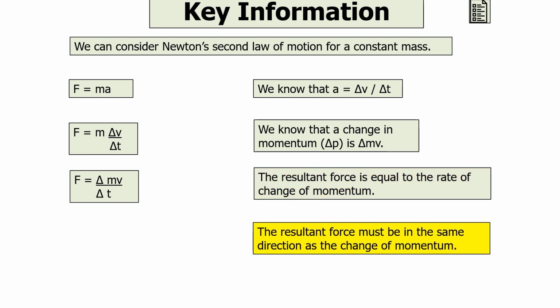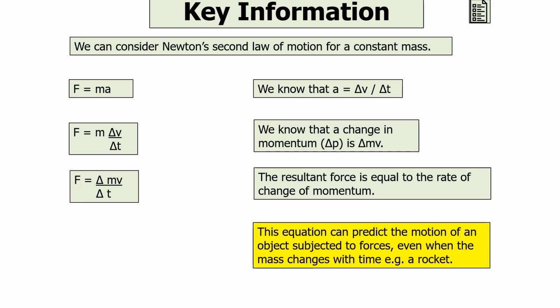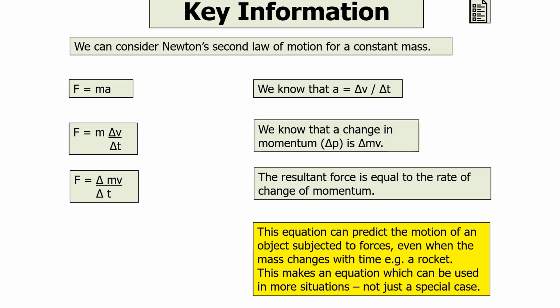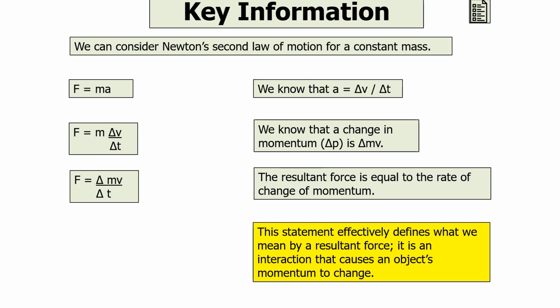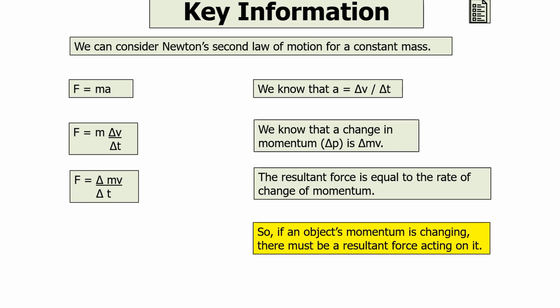Now in this example, the resultant force must be in the same direction as the change in momentum. So this equation can predict the motion of an object subjected to forces, even when the mass changes with time, for example with a rocket. So this makes it an equation which can be used in more situations, not just a special case. This statement effectively defines what we mean by resultant force. It's an interaction that causes an object's momentum to change. So we know that if an object's momentum is changing, there must be a resultant force acting upon it.